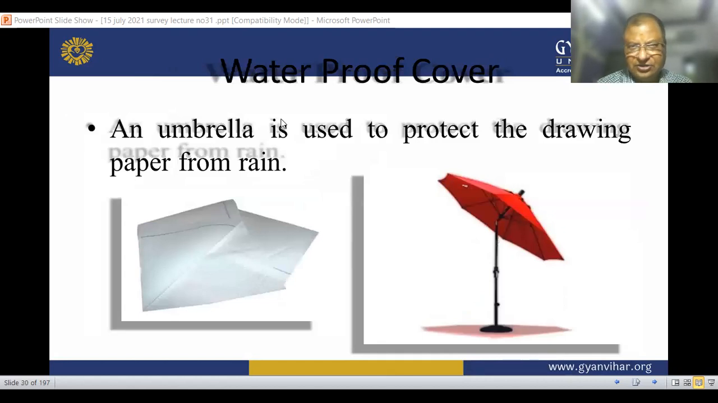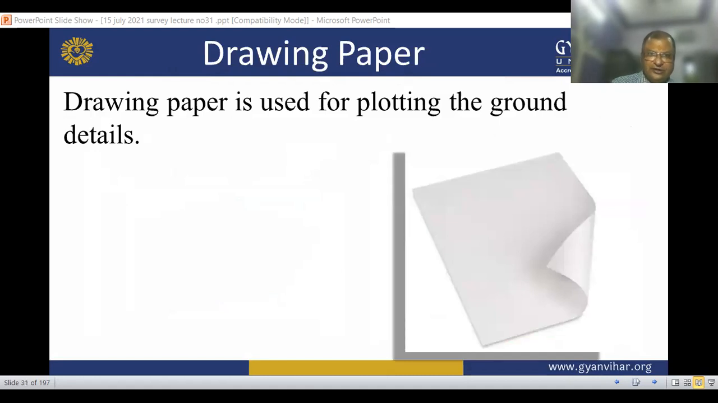An umbrella is used to protect the drawing paper from rain, and drawing paper is used for plotting the ground details.